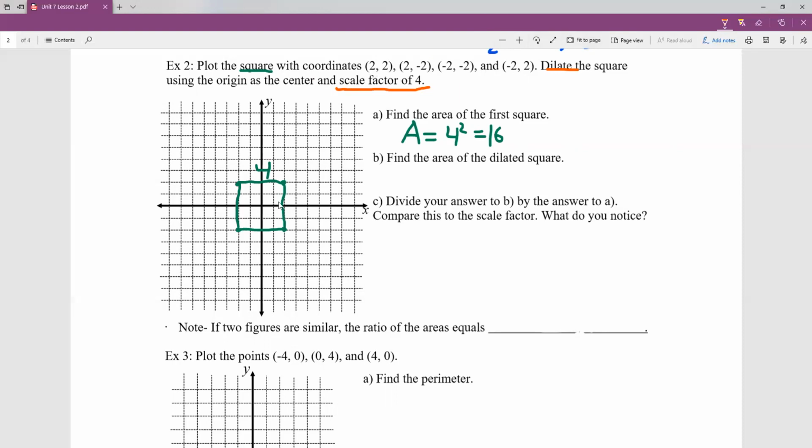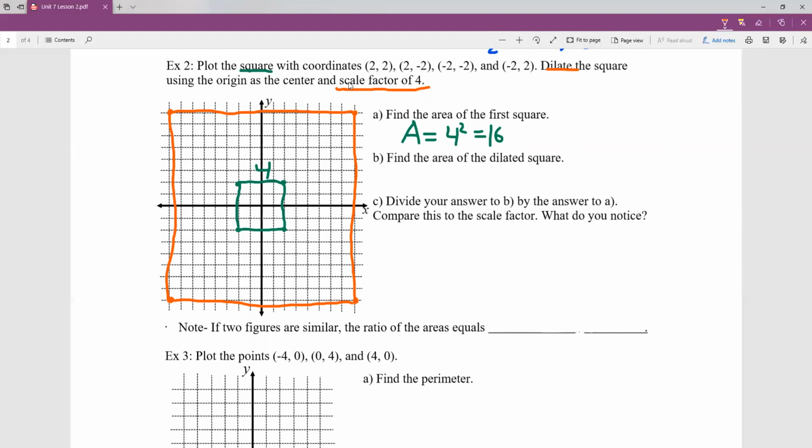So let's plot that. 1, 2, 3, 4, 5, 6, 7, 8, and all the way up here to 8. Okay, you're going to do that to each of the points. You're going to multiply the x and the y by 4 to get this much, much larger square here. Sorry, these aren't super straight. I'm doing this with a mouse, so you're going to see some ugly handwriting today.